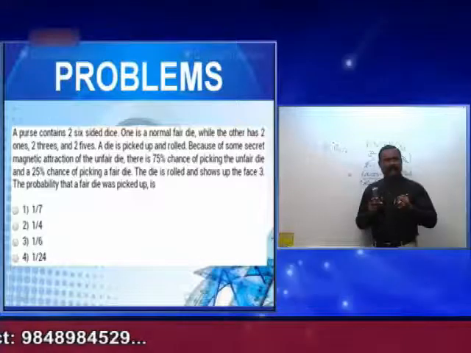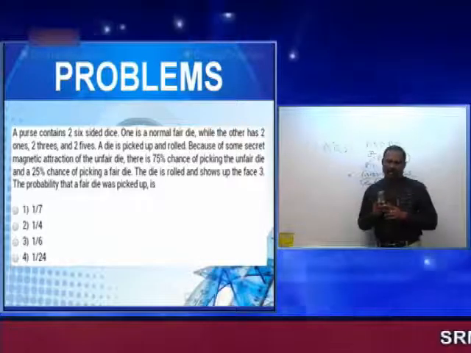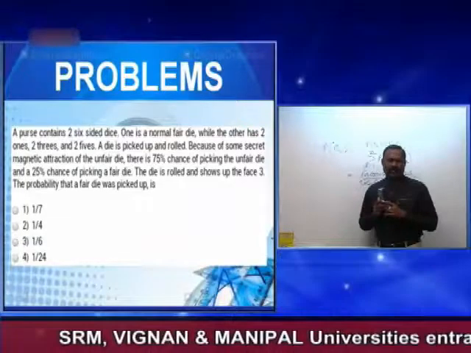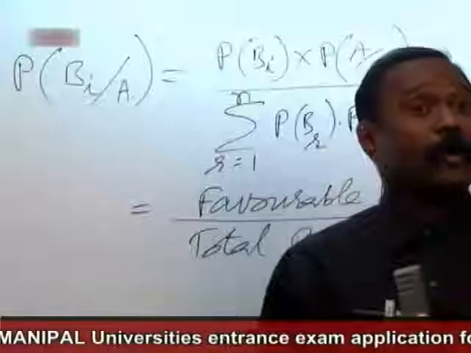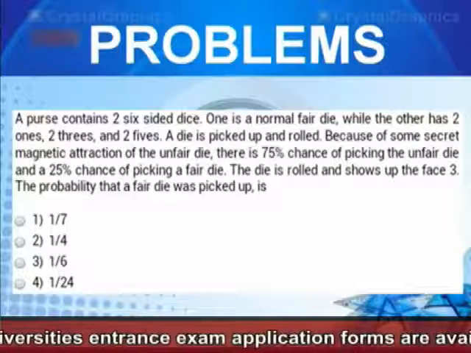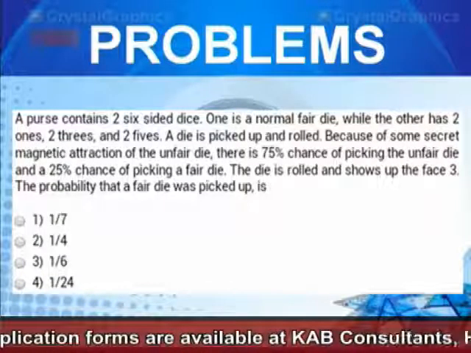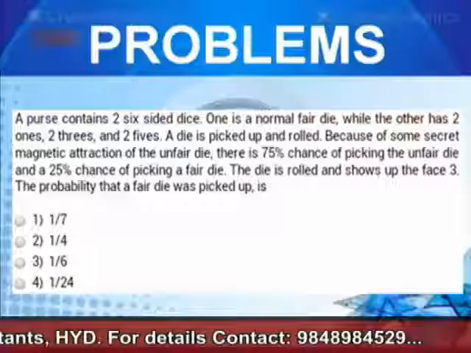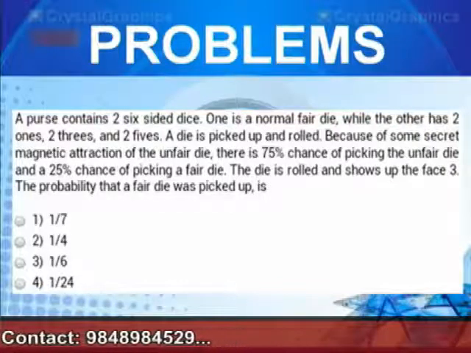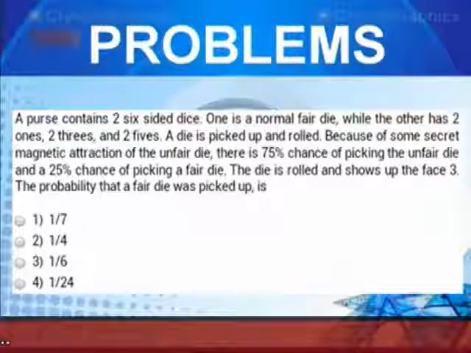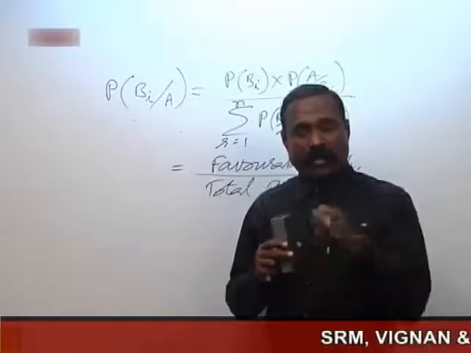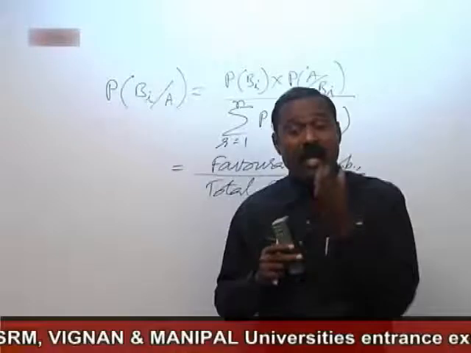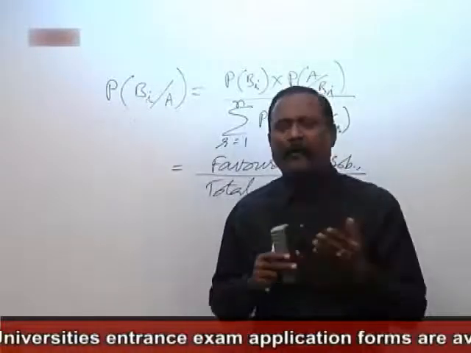A die is picked up and rolled. Then because of some secret magnetic attraction of the unfair die, there is a 75% chance of picking the unfair die. Understand that. The secret attraction makes it more likely to pick up the second die. What is the second die? The second die is the biased die. It has a 75% chance of being picked up.